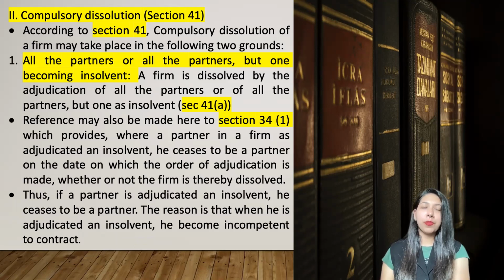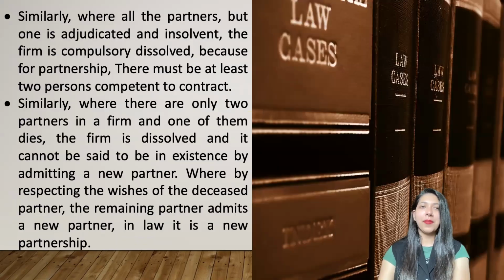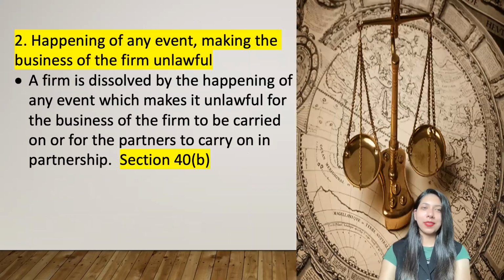So that is the first point falling under compulsory dissolution, that is, all the partners or any of them becoming insolvent. And I have discussed this similarly, where all the partners but one are adjudicated as insolvent, the firm is compulsorily dissolved, because in order to have the competency to contract or to carry on a business, the particular partner or person should not be insolvent.